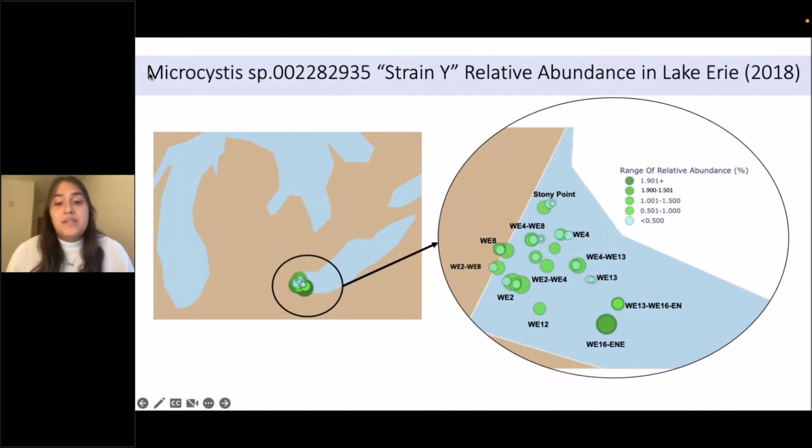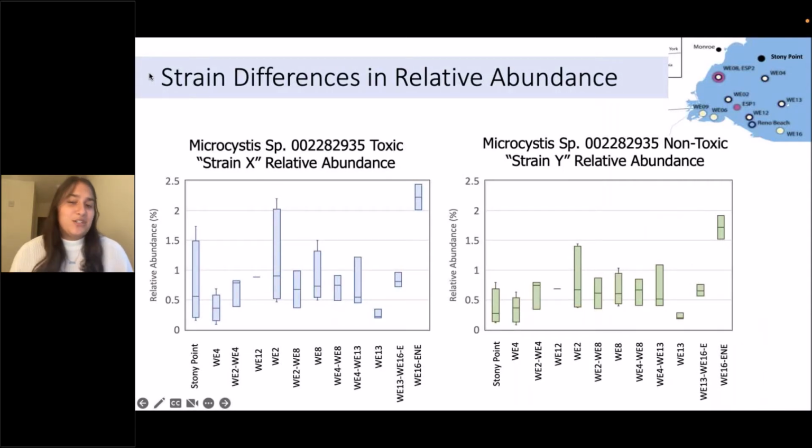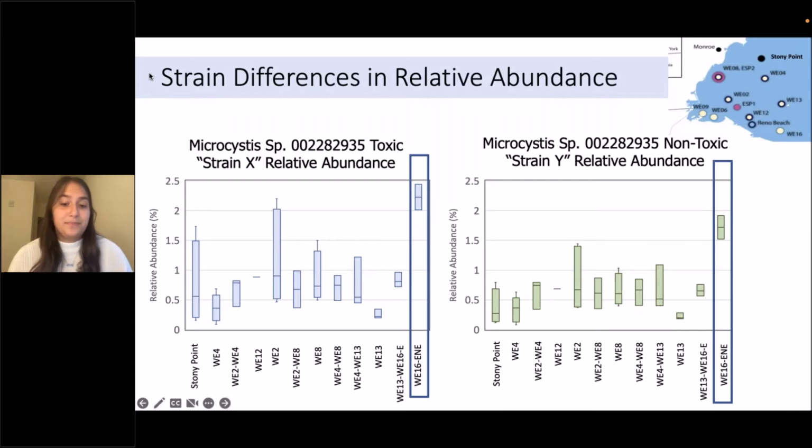And then for strain Y, we see a pretty similar distribution, but I would like to draw your attention to the key, which shows that the top threshold is 1.9% as opposed to 2%, which we saw with the previous strain. While this might not seem like that big of a difference, when you put them side by side, there's actually some pretty big differences between the abundances of these two strains. On the left, you're looking at strain X, and on the right, you're looking at strain Y. And I'd like to point your attention to this particular point.